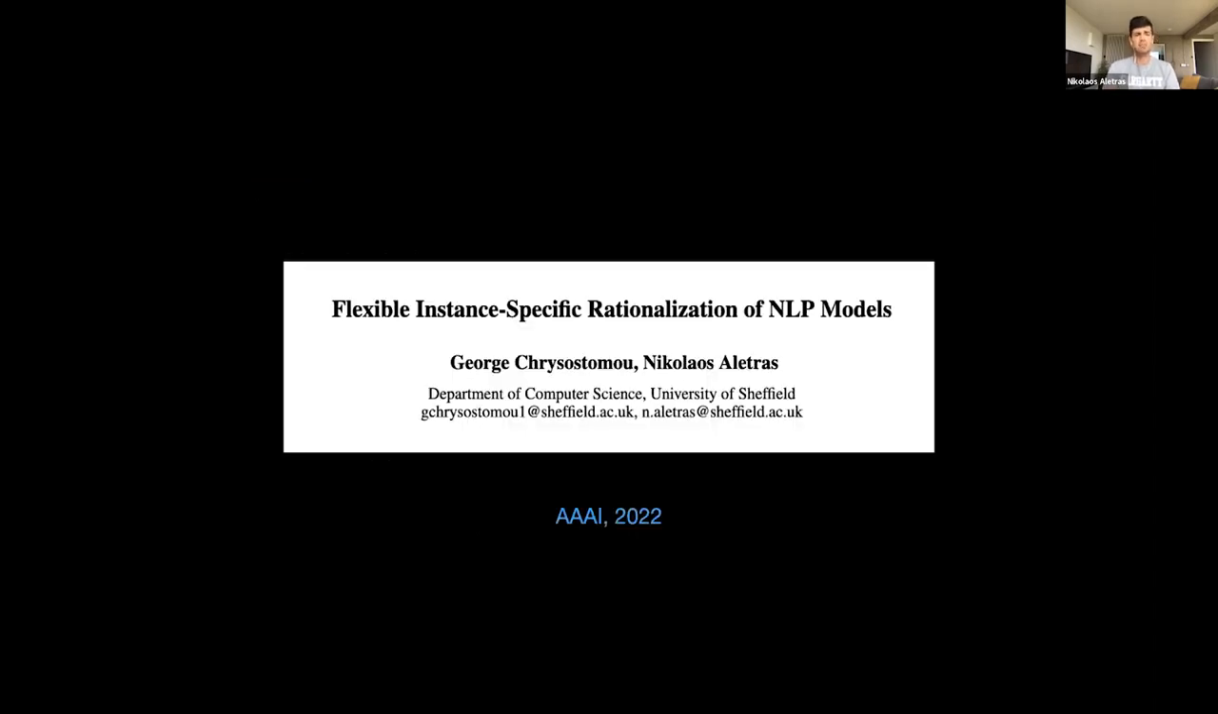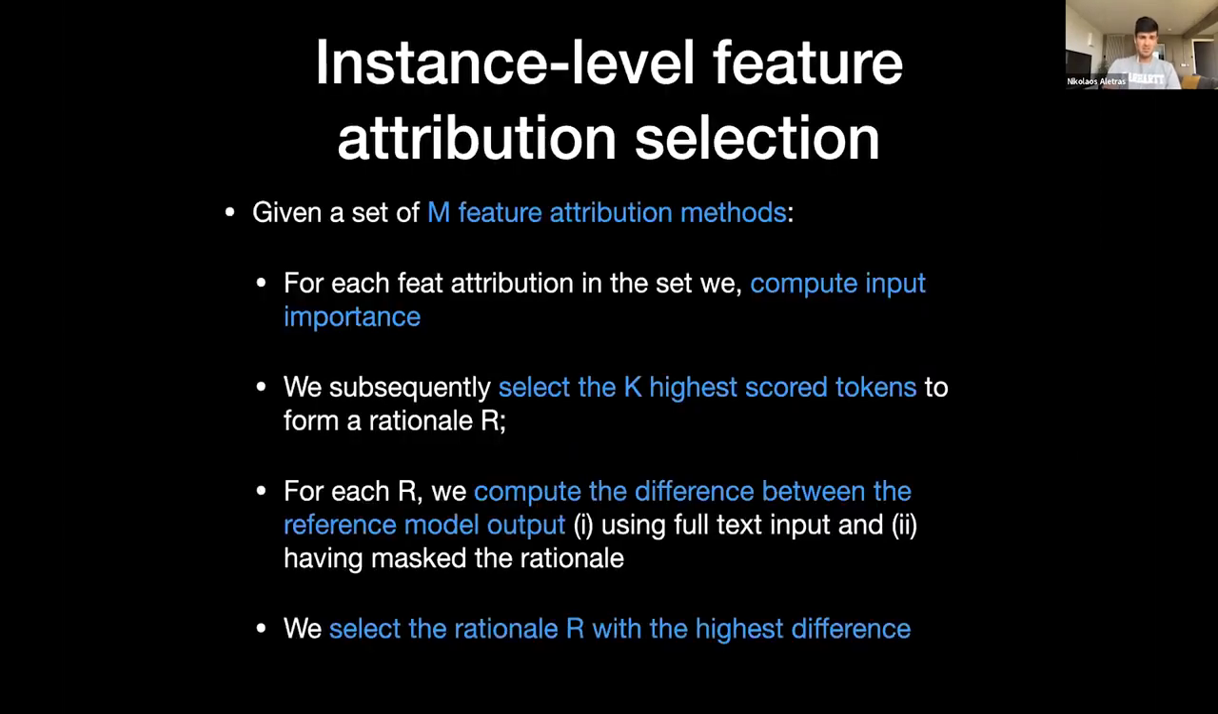We developed a simple method to extract flexible instance-specific rationales for natural language processing models. Given a set of M feature attribution methods, which can be a large set, the ones that you think might work well in your particular setup, for each feature attribution in the set, we compute importance. We subsequently select the k highest score tokens to form a rationale. So these first two steps are basically extracting a rationale with one particular feature attribution.